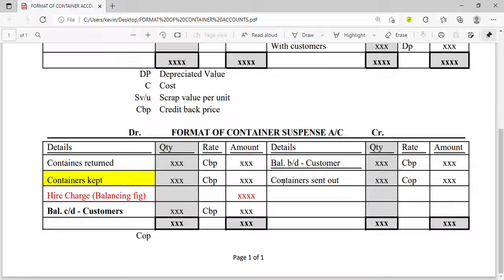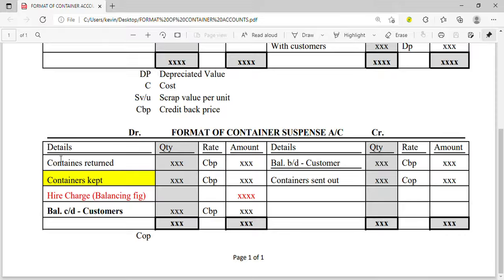Then in case containers are sent out to the customers, it increases the number of containers in the hands of the customers. Quantity, then, no, it's the charge out price. Containers sent times the charge out price, we get the amount.